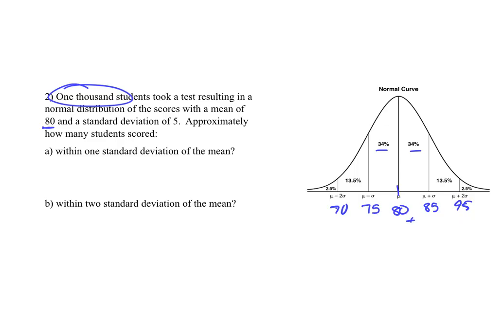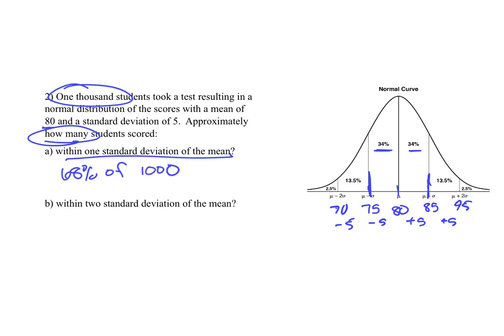So remember, we're adding 5 to go this way and subtracting 5 to go this way. All right. How many students scored within one standard deviation of the mean? So within one standard deviation, that's one up and one back. So it's this percentage. So it's 68%. But that doesn't tell me how many. So what we have to do is 68% of 1,000. So we just do 0.68 times 1,000. And we get 680.